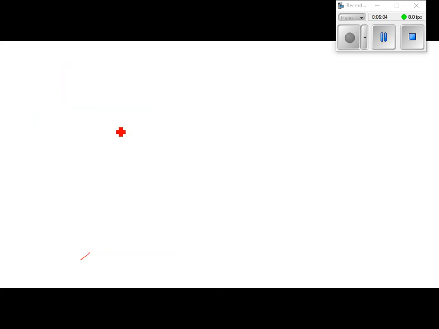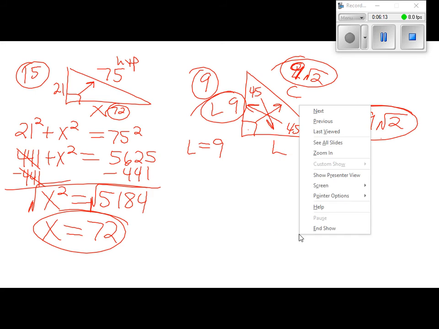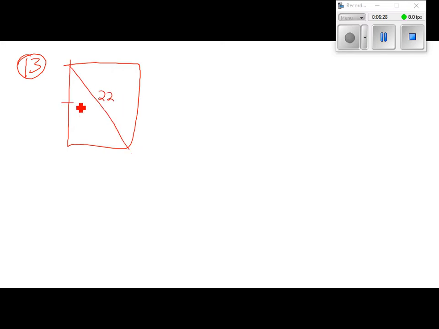The next question you had to do was problem number 13. Problem number 13 looks like this. On problem 13, what you had to realize was all these sides are congruent. And this right here was a right angle. That means this big shape, even though mine doesn't look like it, is a square.